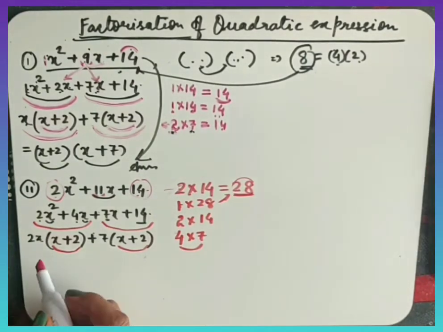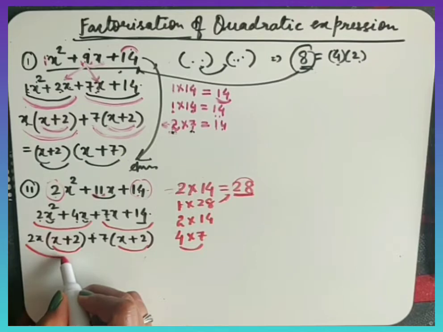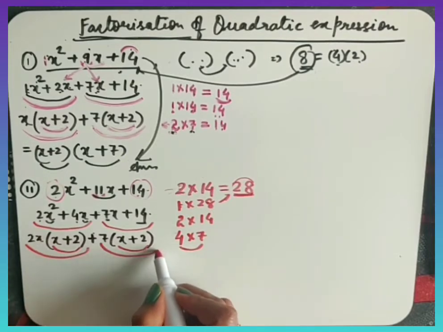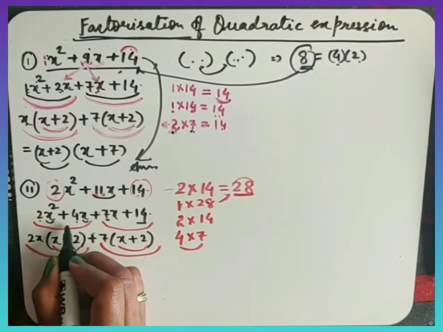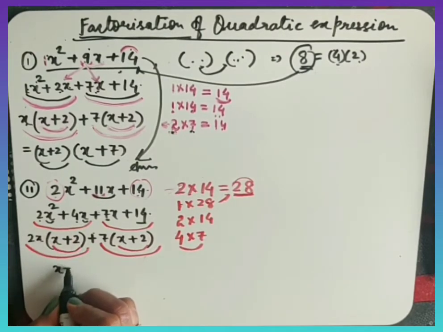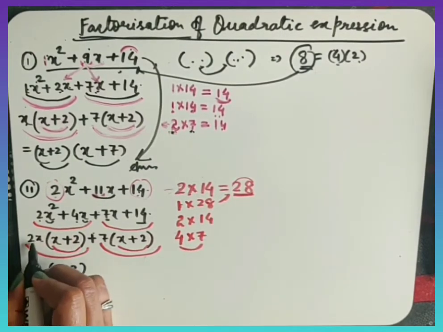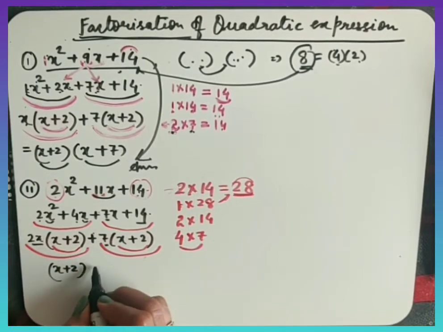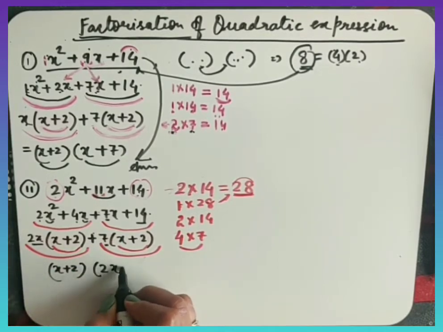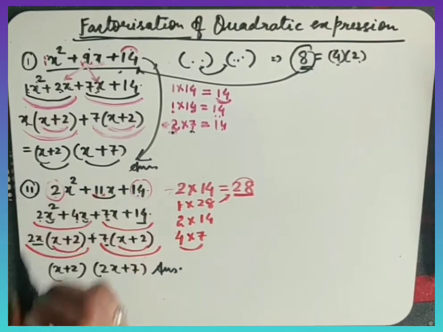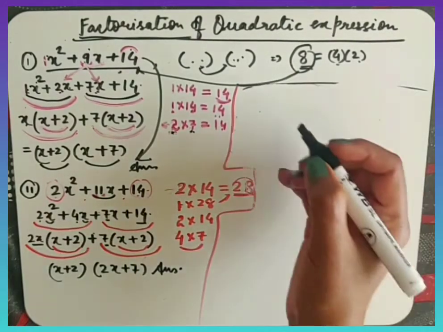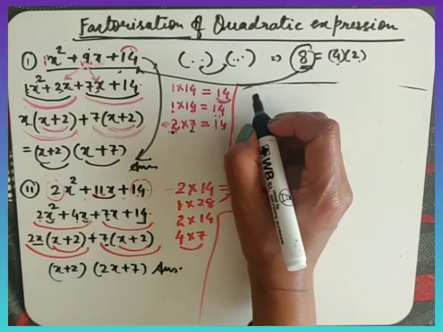Now here are two terms, this term and this term. Now think about what we can take common. So the first factor is this x plus 2 and the second factor is this 2x plus 7. This is the factorization of this question. Now let's take another question here.